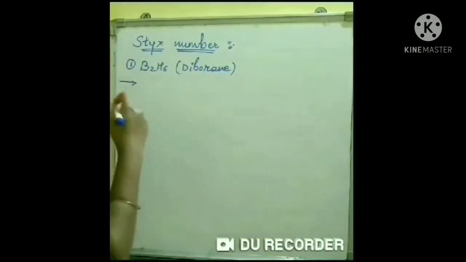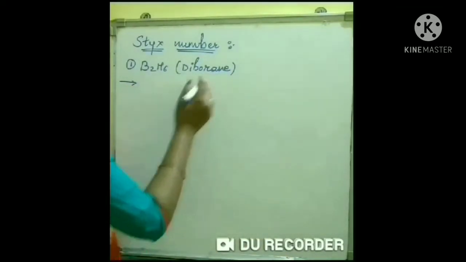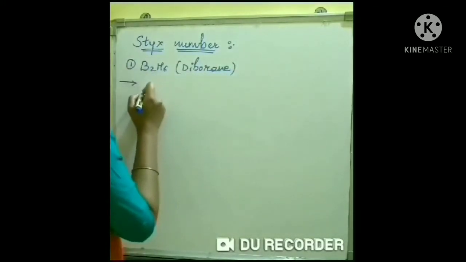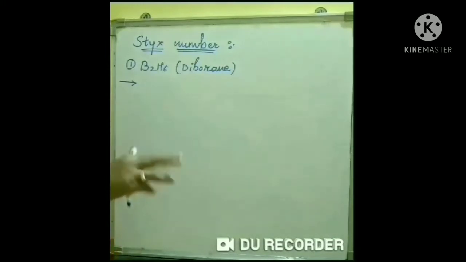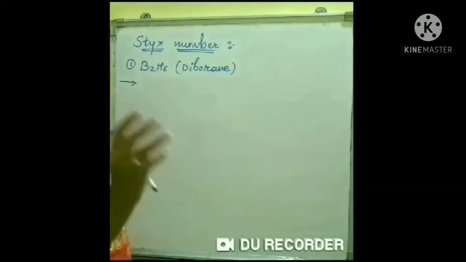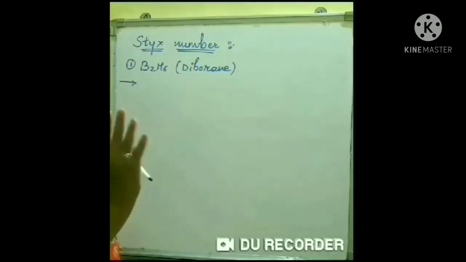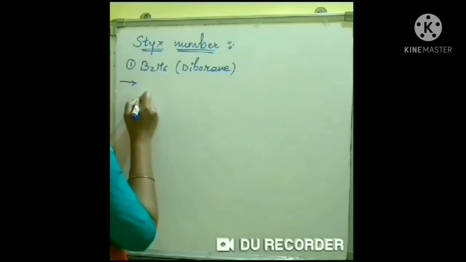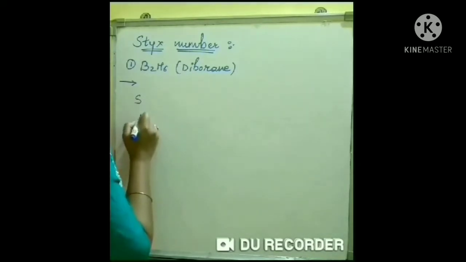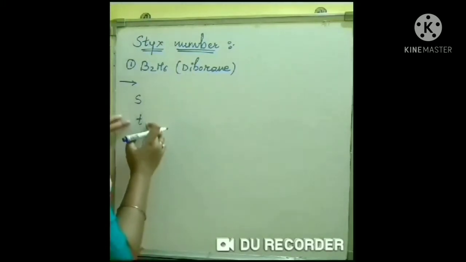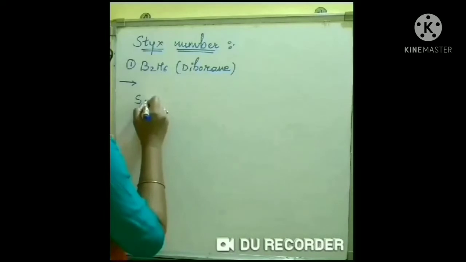So, another method to calculate B2H6. Let's do the calculation. Here you have to remember 4 equations, which are mandatory. First, the same method is applied: S, T, Y, X. Just write down the S, T, Y, X code here.